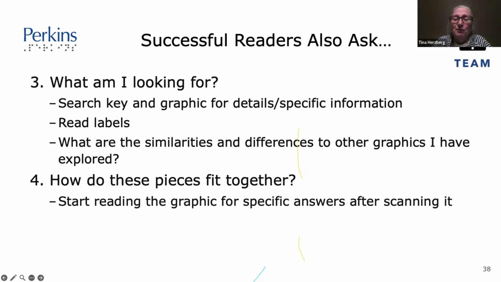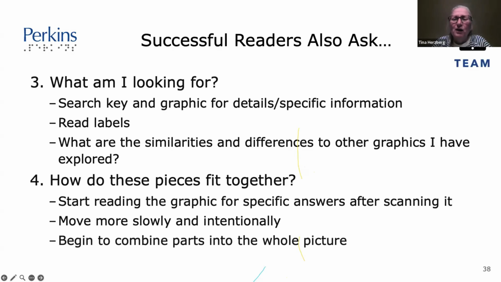Read labels. What are the similarities and differences to other graphics I have explored? So what can I take from my previous experience to help me understand this graphic? And then how do all these pieces fit together?